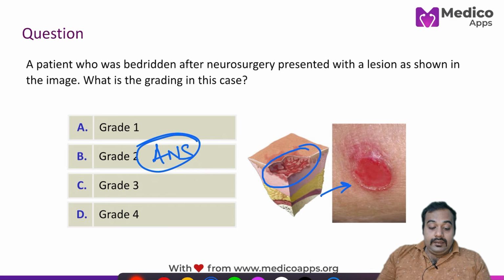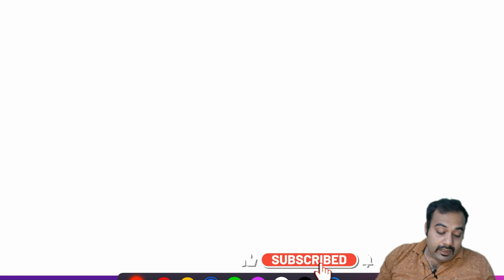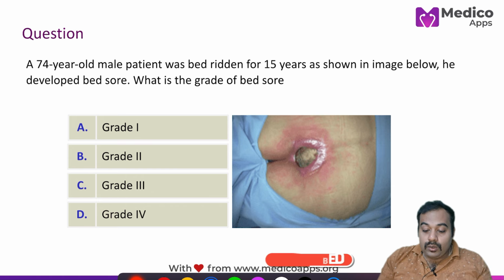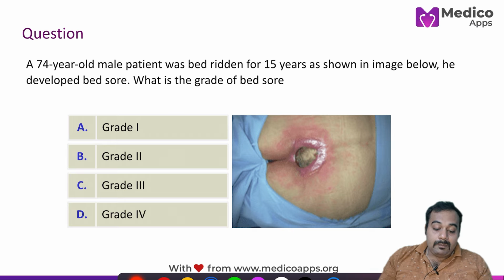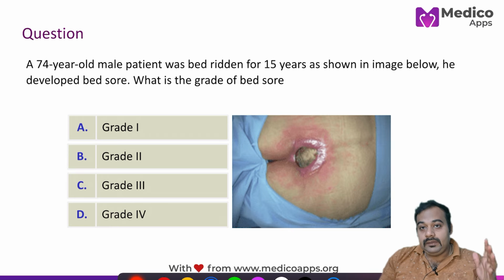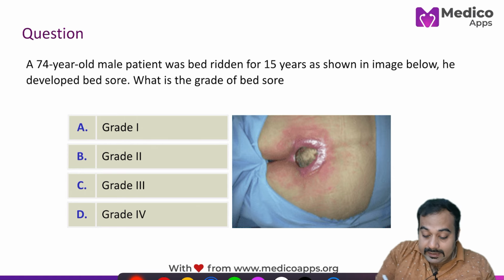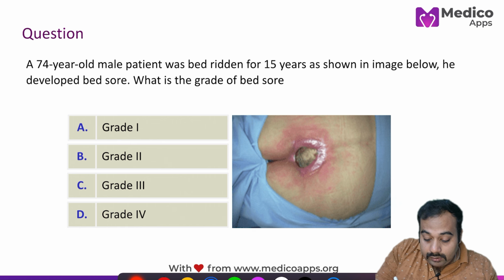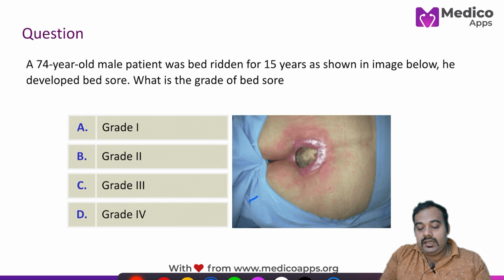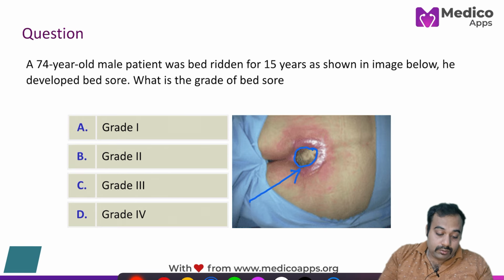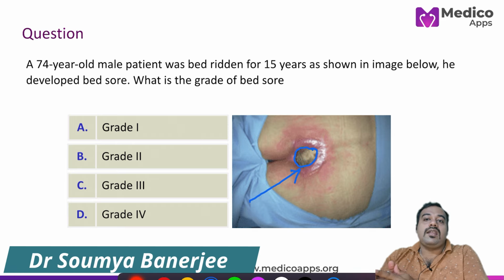Now let's take another question from the same topic. A 74 year old male patient was bedridden for 15 years, shown in this image, right? So he developed a bed sore. What is the grade of the bed sore in this image, right? So here you can see that there is some amount of slough. So this is slough or necrotic tissue. Black necrotic tissue has been there. So this necrotic tissue eventually covered the base of the ulcer, right? Base of the pressure sore. So it is basically classified under grade 4.